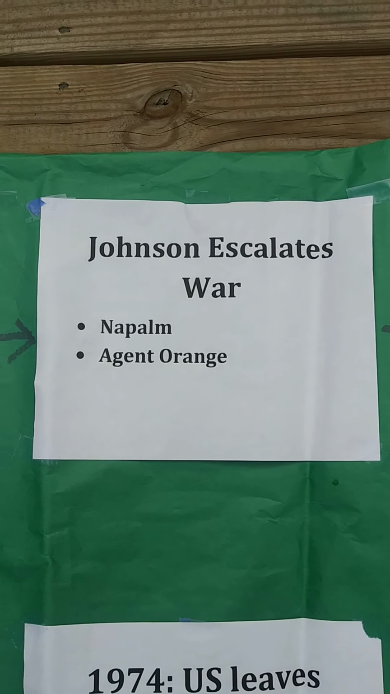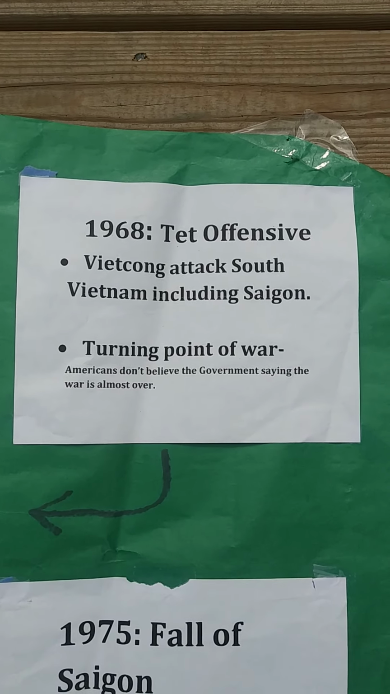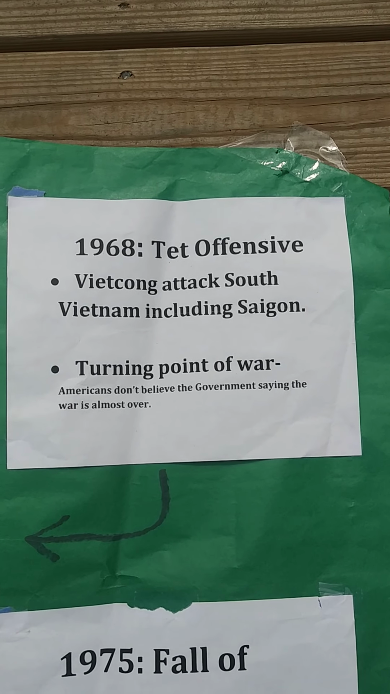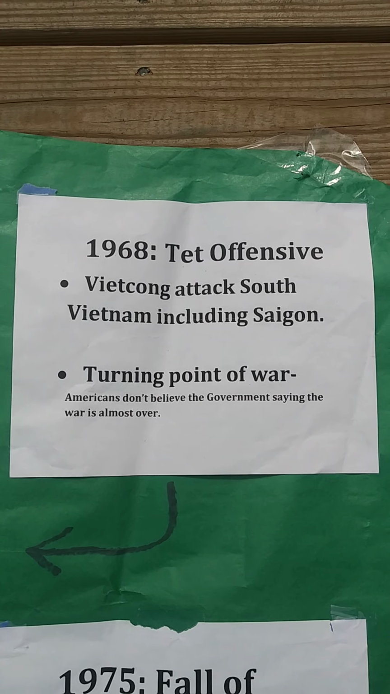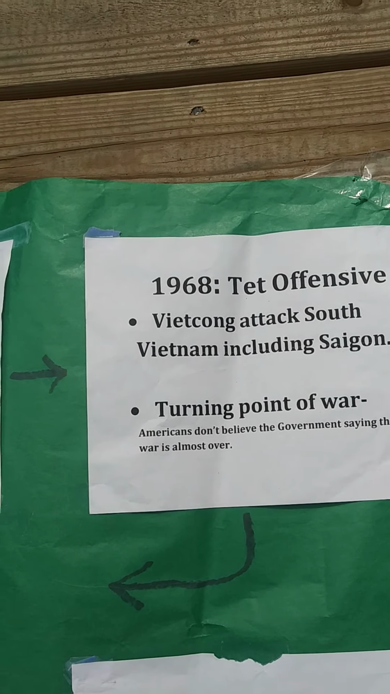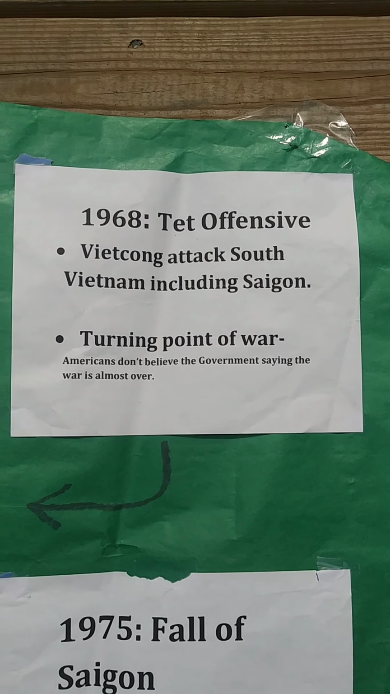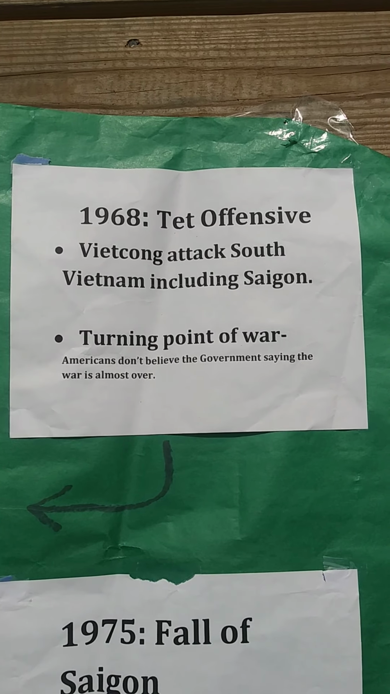That's important stuff. Probably the most important thing to remember from the Vietnam War was its turning point in the hearts and the minds of the American people. The Viet Cong attacked South Vietnamese cities, around 100 places, I believe, including Saigon. It was the turning point of the war. Americans don't believe the government is telling the truth that the war is almost over in 1968. So that's the turning point in the hearts and minds of the American people when they watched the Tet Offensive on TV.